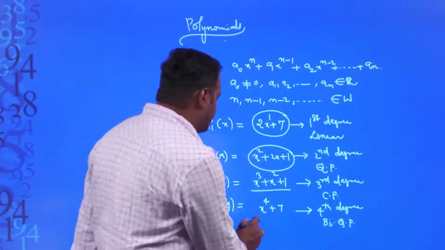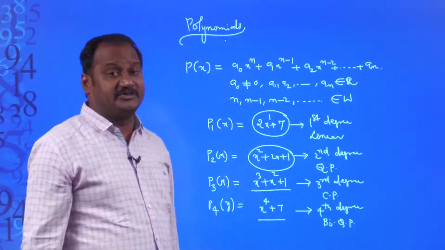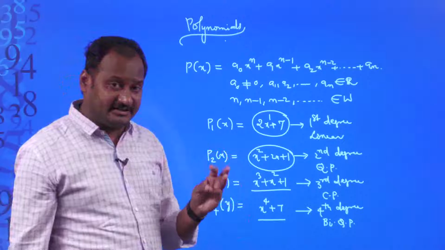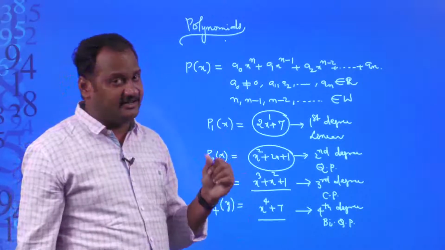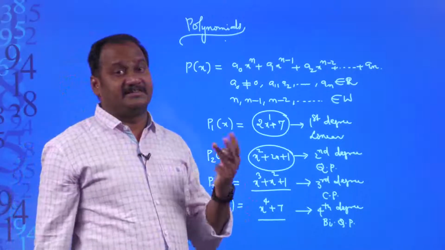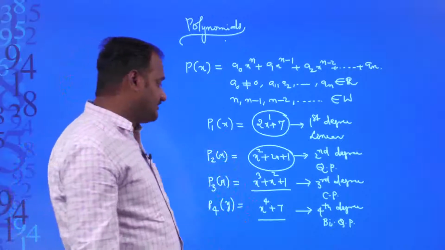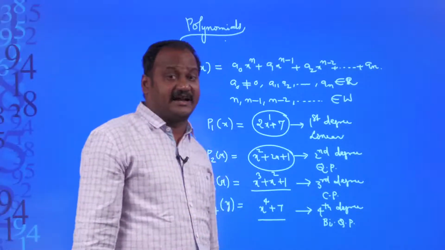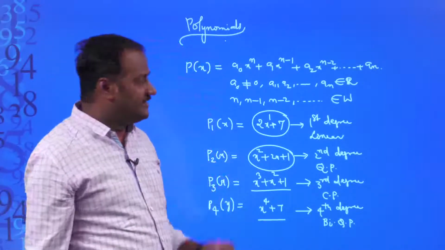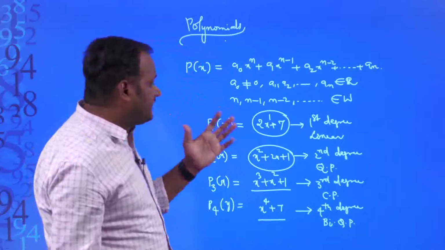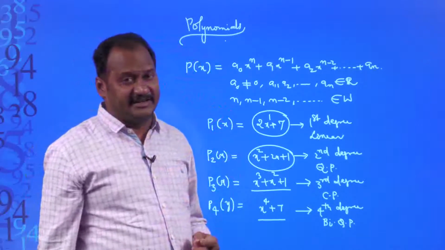And coming to x to the power of 4 plus 7, it is a fourth degree polynomial, but the third degree term should be there, second degree, first degree, constant. Of course, the constant term is there, but 3 terms are missing in between. That's why you cannot call this polynomial in standard form, right? So, this is about different types of polynomials as per their degrees.